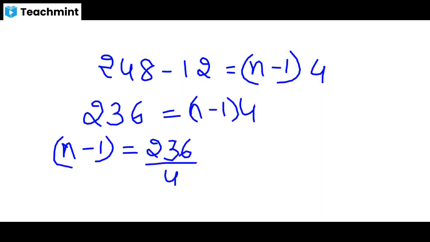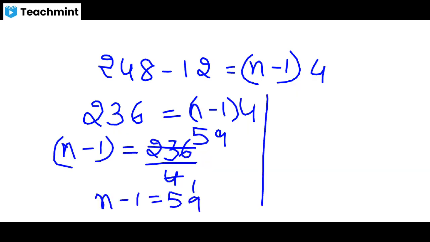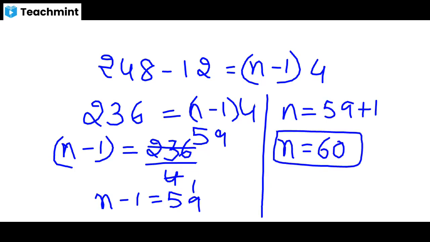Can you cancel 236 by 4? 4 fives are 20, 4 nines are 36. So n minus 1 is equal to 59. So n is equal to 59 plus 1, so n is equal to 60. So how many multiples of 4 lie between 10 and 250? 60 multiples of 4 lie between 10 and 250. Understood, children? Yes, miss.